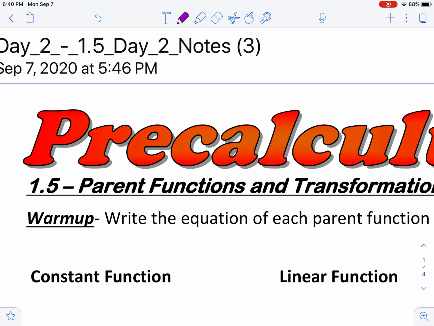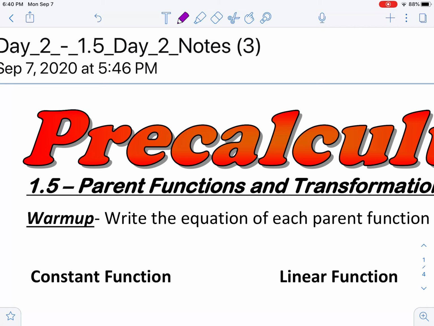All right, so we are doing 1.5 day 2, which is another day of parent functions and transformations. Notice the warm-up is write the equation of each parent function and graph it. So go ahead and pause your video and do that. You really need to practice to make sure you know what these look like. You get no points on a test if you don't know what something looks like, right? So pause your video, try them.